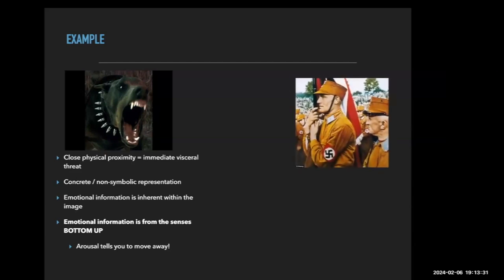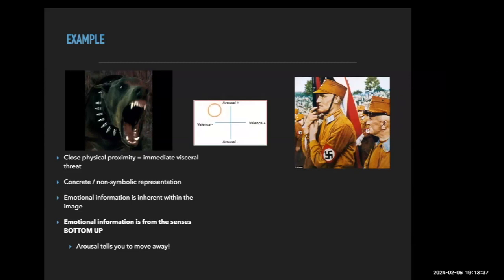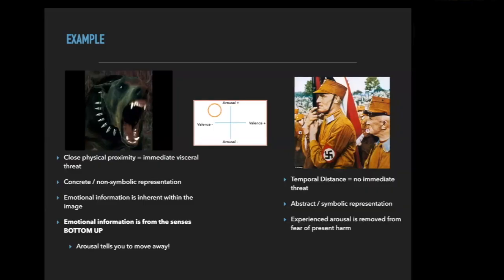Let's contrast that with another negative image. And let's say hypothetically that these are relatively matched on that arousal and valence scale. Okay. But in this case, it's quite different because there's this temporal gradient, this temporal distance. There's no suggestion of an immediate physical threat from this image. This is something that happened long ago, for example. It's also quite abstract or more of a symbolic representation. It's more like the archetype of a Nazi, not necessarily this specific Nazi that's important here. And so any arousal that you experience is kind of removed from the present threat of physical harm.